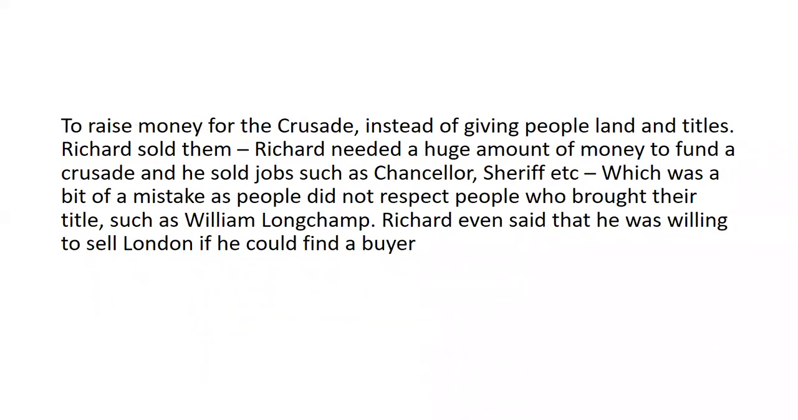As I mentioned in the previous one, this slide is going to be quick. To raise money for the crusade, instead of giving people land and titles, Richard sold them. He needed a huge amount of money, so he sold jobs such as chancellor and sheriff, which was a bit of a mistake, as people didn't respect people who bought their title, such as William Longchamp.